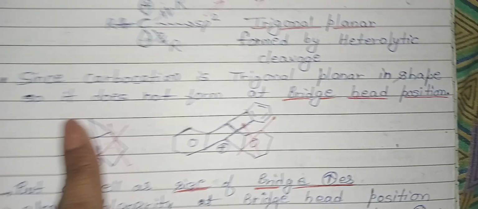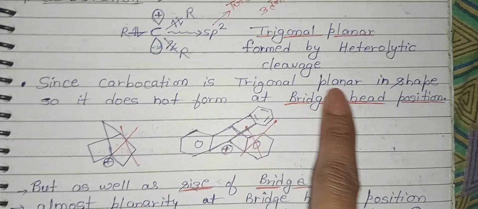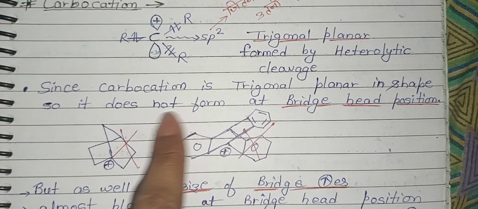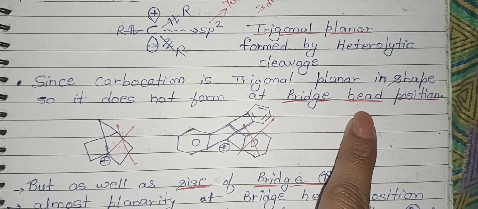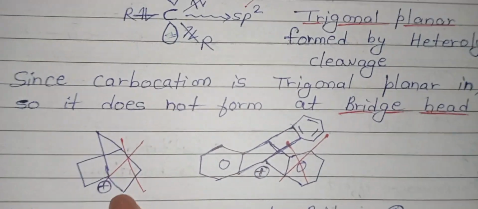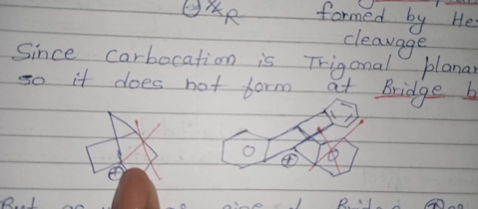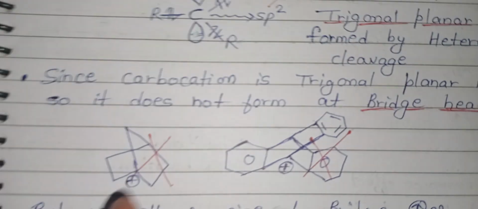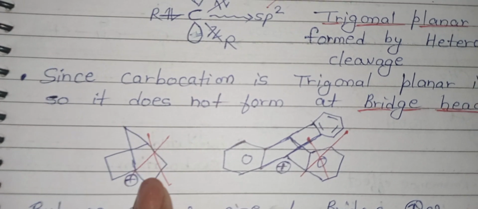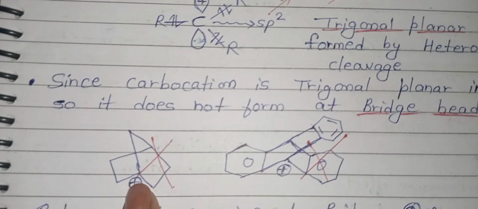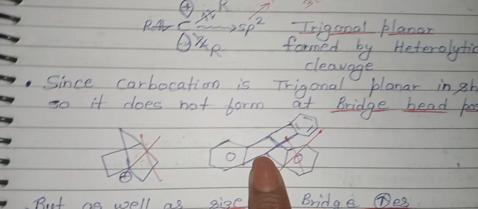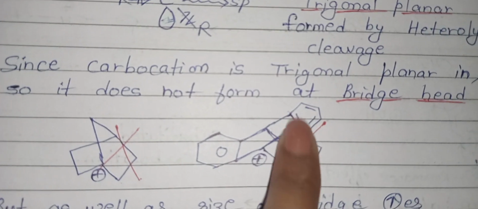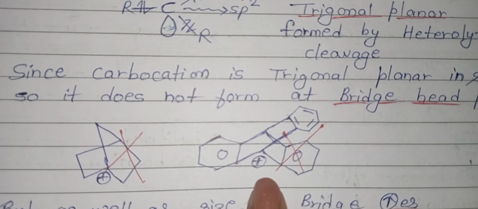Since the carbocation is trigonal planar in shape, it does not form at a bridgehead position. This is a non-planar compound, and we know that a carbocation is planar, so it cannot be formed here. This one is also non-planar, so it is not formed here either, but it can be formed in the other region.